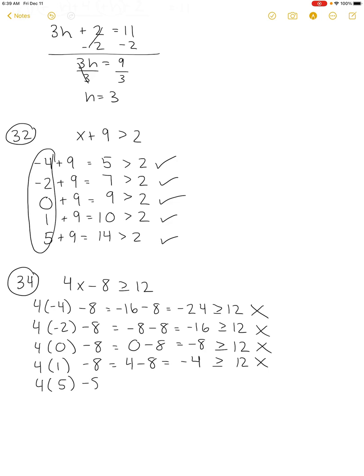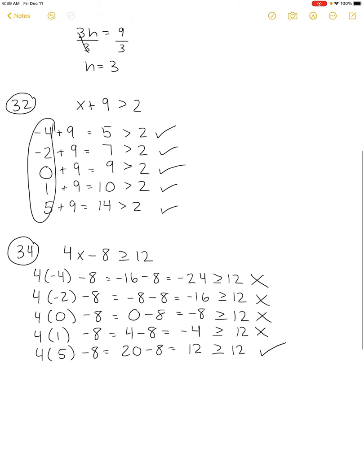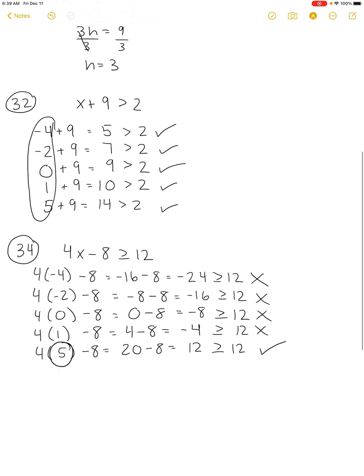4 times 5 minus 8. 4 times 5 is 20. Minus 8 is 12, which is greater than or equal to 12. So the only one that is a part of the solution set here is 5.